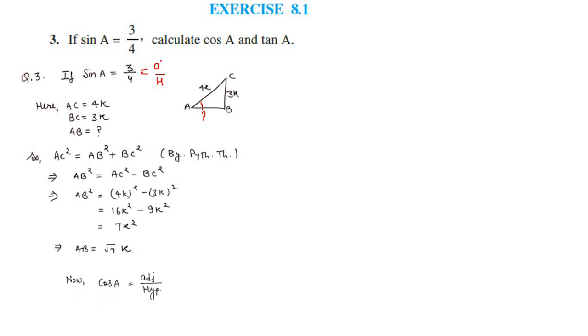Next we need to calculate cos A. So cos A will be adjacent, which we got as root 7K, by hypotenuse. So adjacent by hypotenuse will give you AB by AC, which will give you root 7K by 4K. This K gets cancelled. So you get cos A as root 7 by 4.